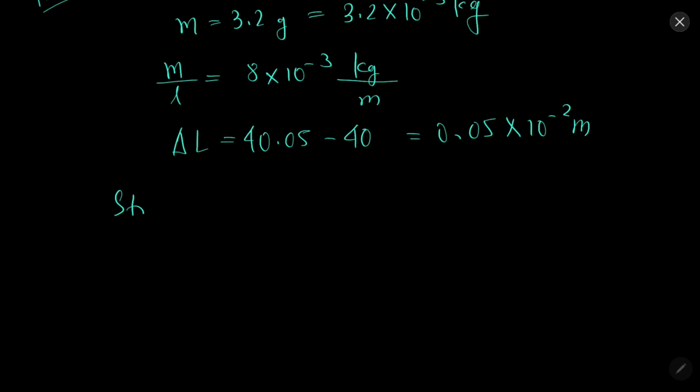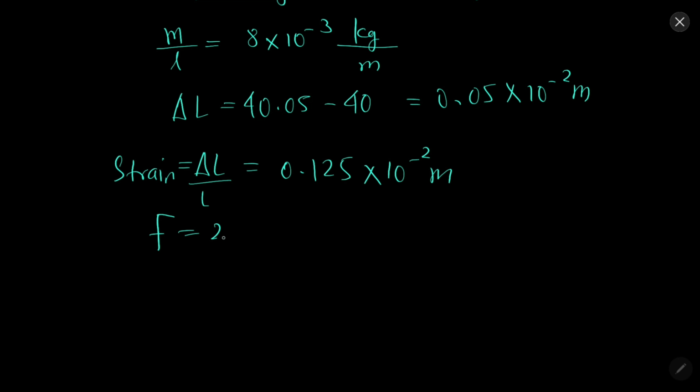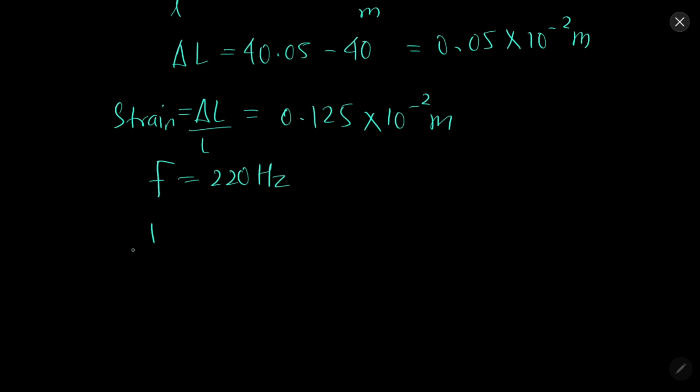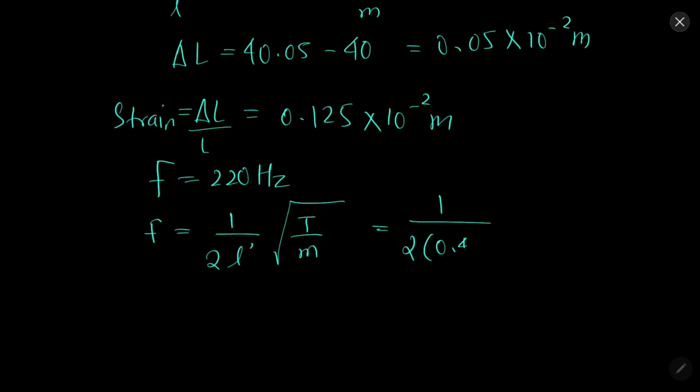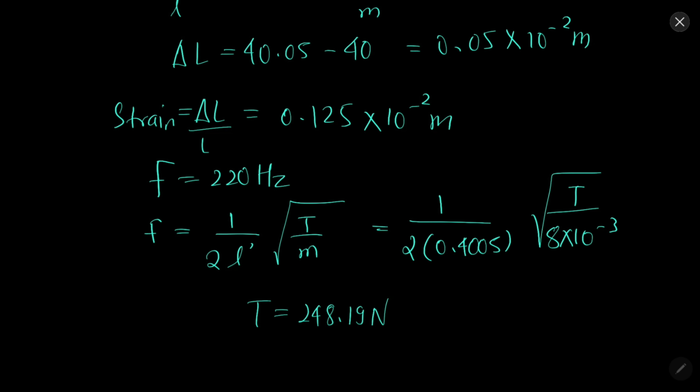So strain will be del L by L, which will come out to be 0.125 into 10 to the power minus 2. Frequency is 220 hertz. Frequency equals 1 over 2L root T over m, 1 over 2 into 0.4005 root T over 8 into 10 to the power minus 3. So from here tension will come out to be 248.19 newton.